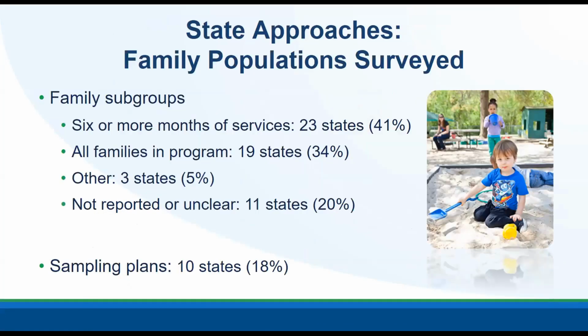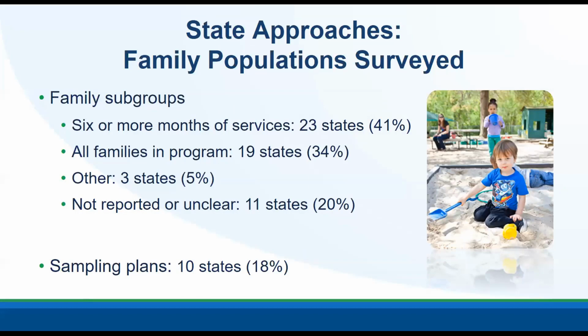Okay. So next we're going to take a deeper look into the approaches by looking at the family populations that states are surveying. Nationally, we see that about 41% of states, or 23 states, only include families with a minimum of 6 months in the program. This is likely based on the hypothesis that families need to be in the program for some minimum amount of time in order to be able to then see the benefits and report on benefits from the program.